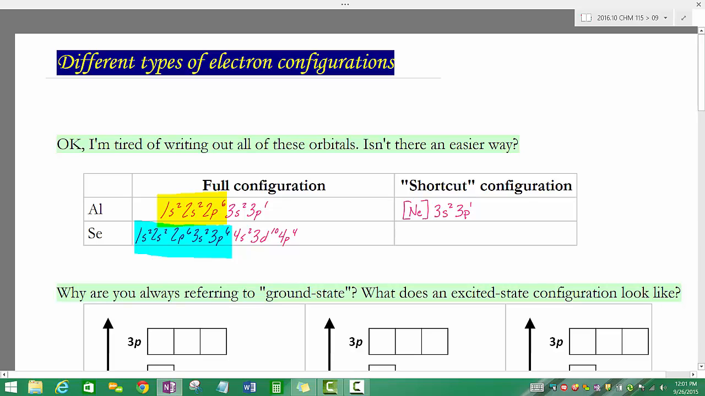Now we can only use noble gases as the shortcut elements. So for the example of selenium, Se, we have to go back and look at the preceding noble gas. Remember, noble gases are the elements at the far right-hand side of the table. Argon, with its 18 electrons, is going to represent the 18 electrons that I have highlighted in blue. And that will save you some writing.